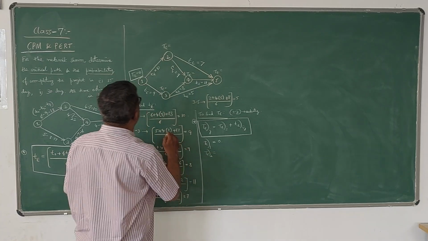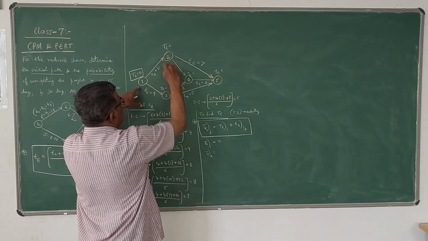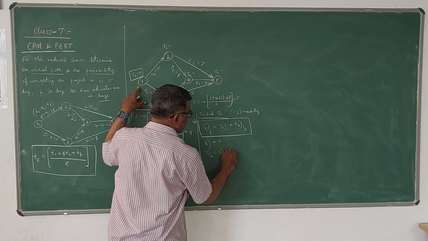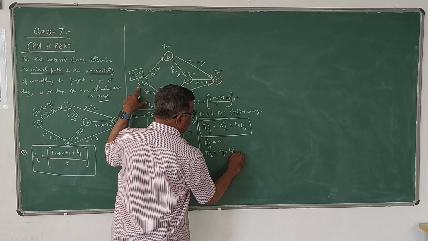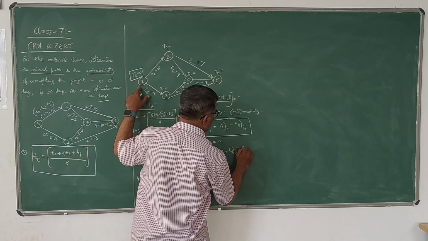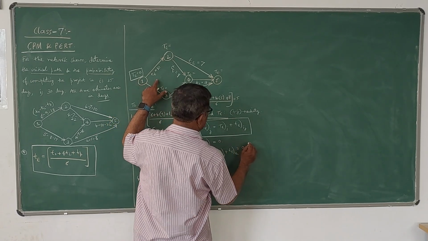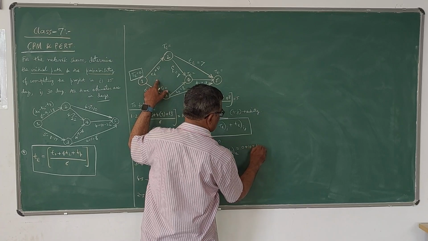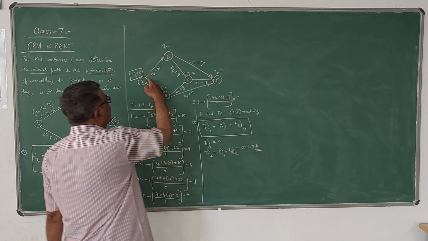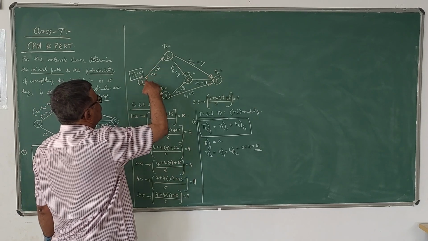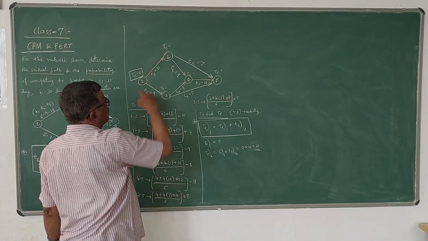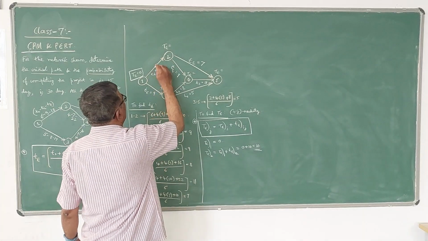TE2, if I take this path, TE2 will be TE1 plus small TE12. So TE1 is 0, small TE12 is 10. So therefore it is 0 plus 10, it is 10. So this value is only one arrow going from 1 to 2. So now therefore this is the only one value.